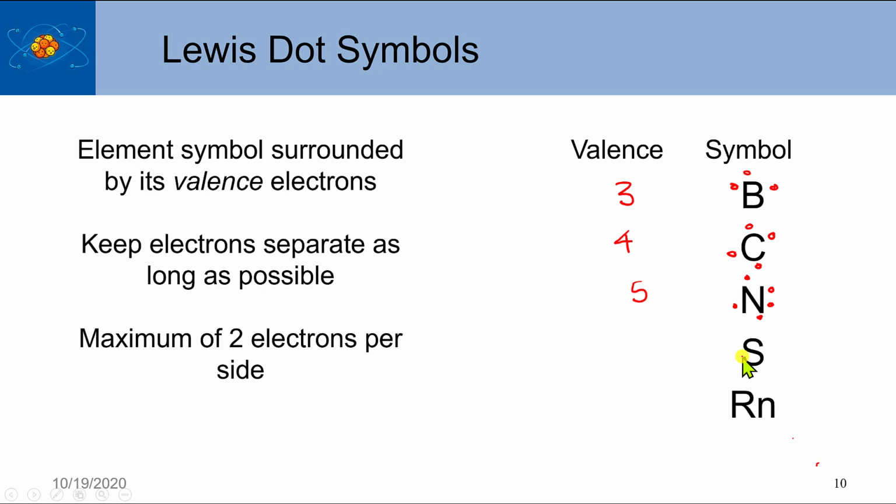And then sulfur, even though it's a period below, would be 6 valence electrons, and radon would be 8. I left the halogens off, so this would be 1, 2, 3, 4, 5, 6, like that. And then radon would be all 8, so we can go like this. So those are the Lewis dot structures, and we'll use this to represent valence electrons when we do ionic bonding.